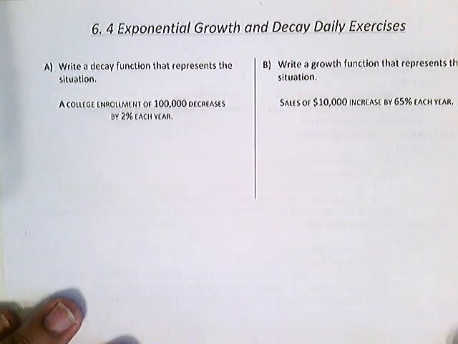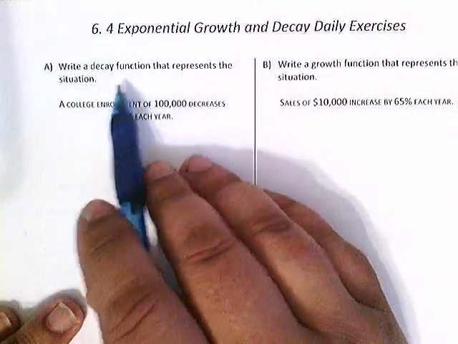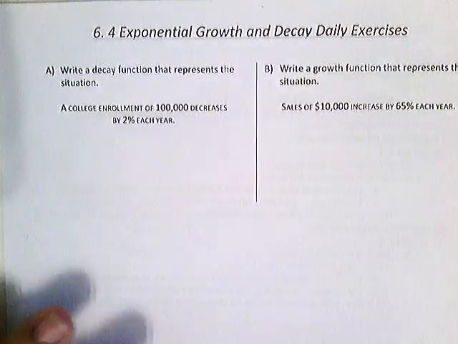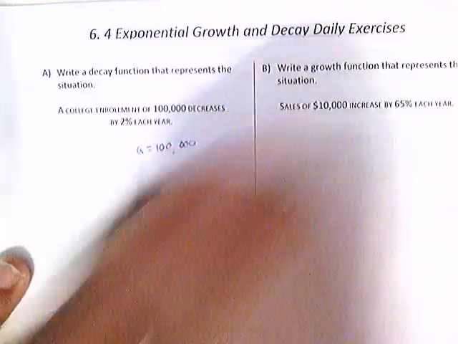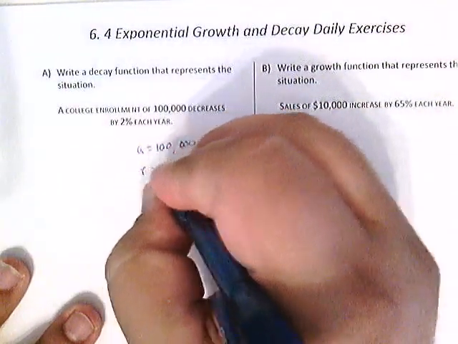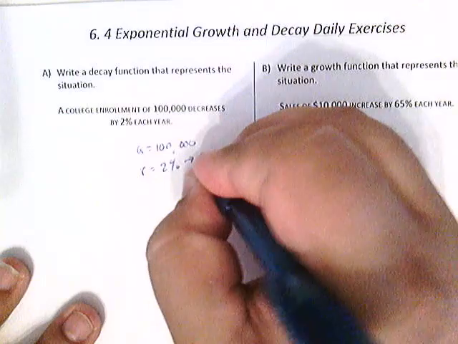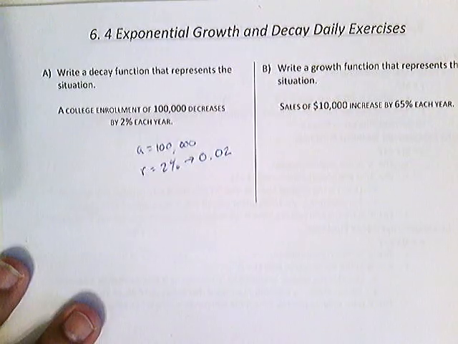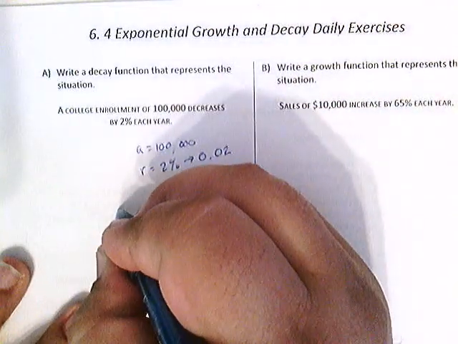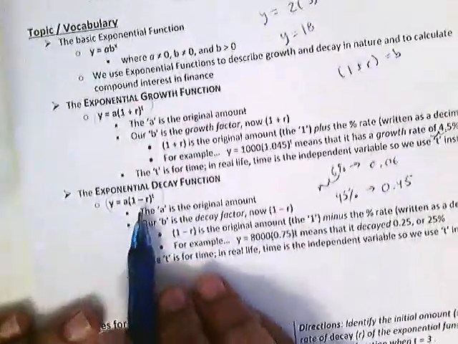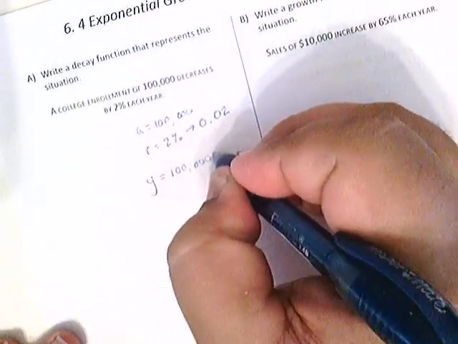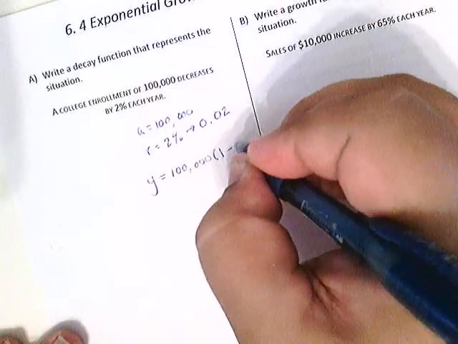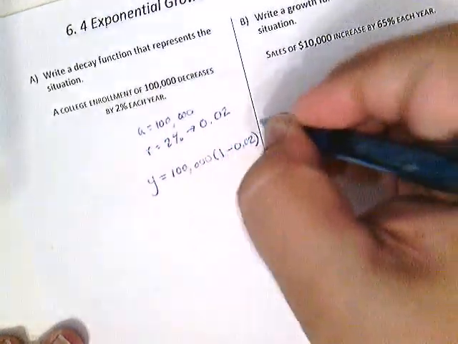Okay, they want us to write the decay function that represents this information. Now, this information is telling us two things. First of all, the A is 100,000. It's telling us the R is 2%. But remember, that's 0.02. So, in order to write our decay function, I'm going to put all of that together. Y equals 100,000 parentheses 1 minus 0.02 t.